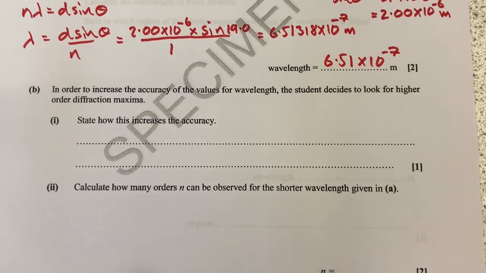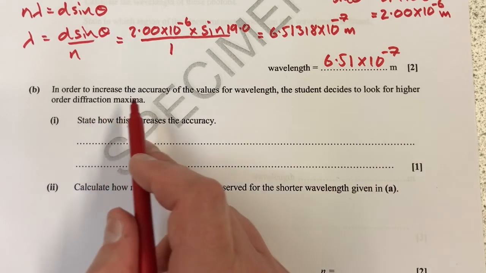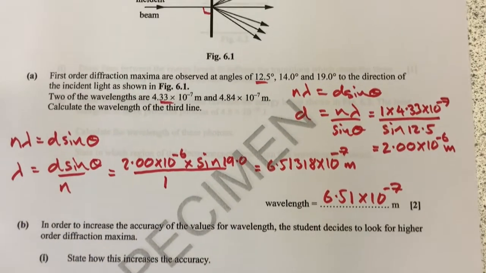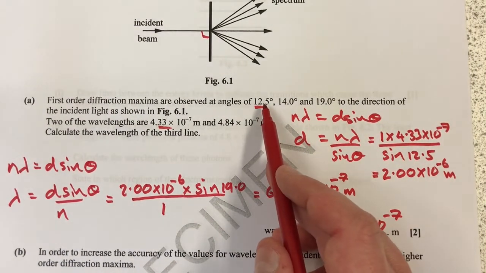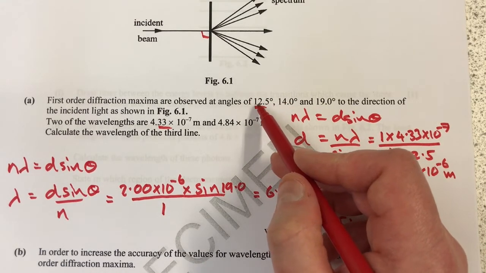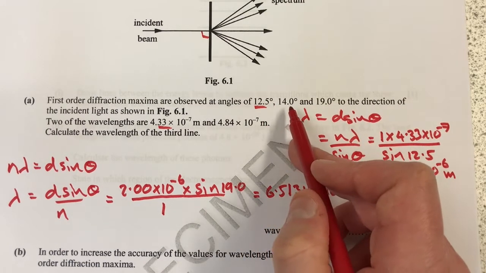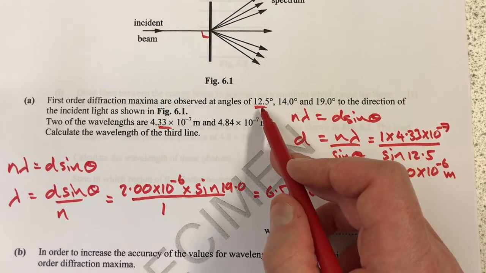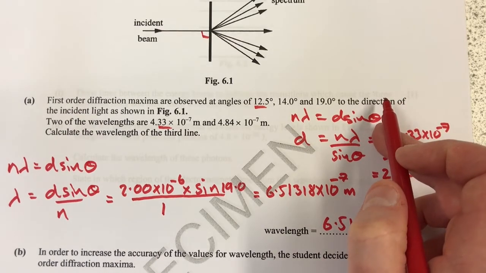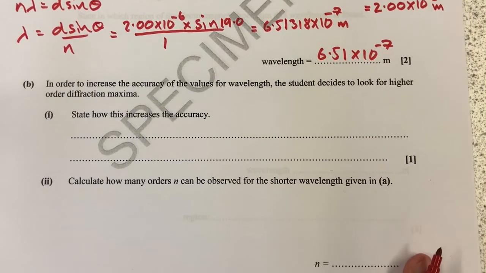Part B, in order to increase the accuracy of the values for wavelength, the student decides to look for higher order diffraction maxima. Part 1, state how this increases the accuracy. Well, each of these angles is going to have associated with it a certain absolute uncertainty of plus or minus, should we say, 0.1 degrees. This is going to be 12.5 plus or minus 0.1 degrees, and that will be the same for all angles. So when you're looking at the percentage uncertainty, the bigger the angle, the less the percentage uncertainty for the same absolute uncertainty. If you need to revise your errors, take the opportunity right now to revise those errors.